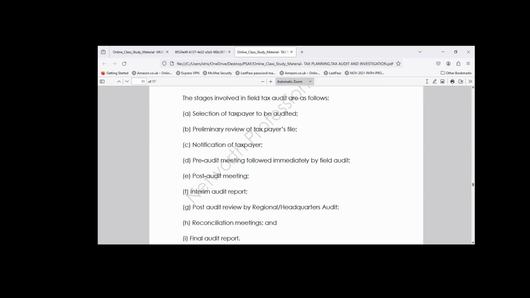Post-audit review. Post-audit review means another team in the FIRS, the tax authority, has to review the work that you, the team that did the tax audit, have done, so that they know that what you arrived at is true and fair. You have not manipulated anything, and they can use that to detect whether the company has not bribed you, or whether the company has not given you PR so that you reduce the tax liability.